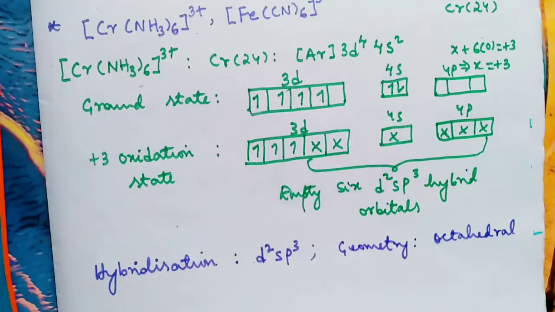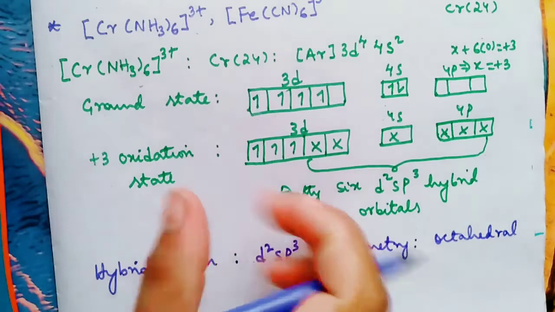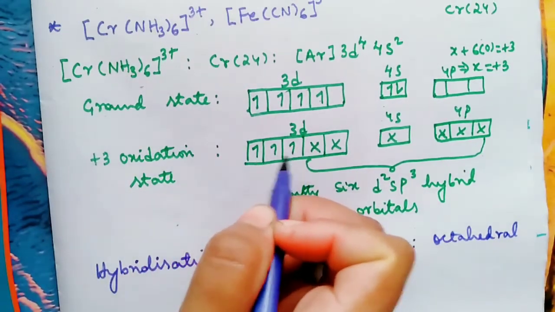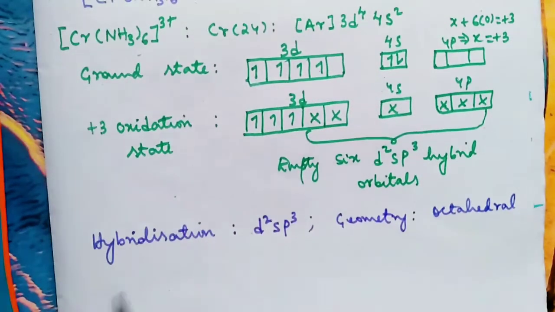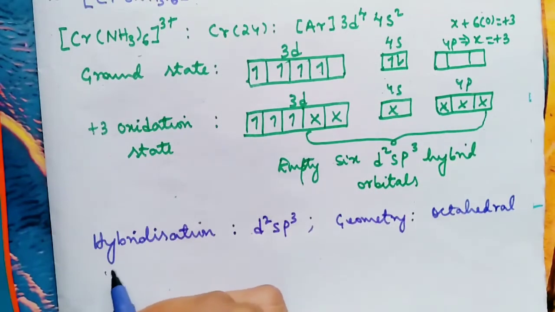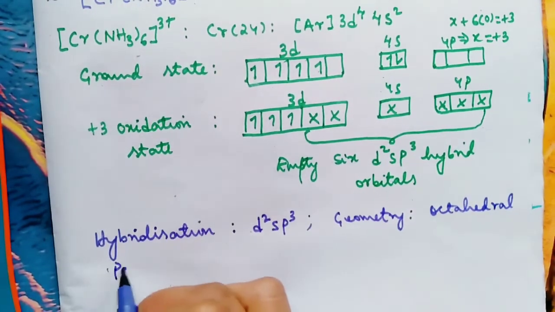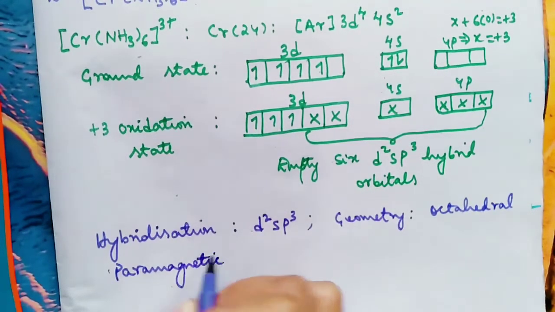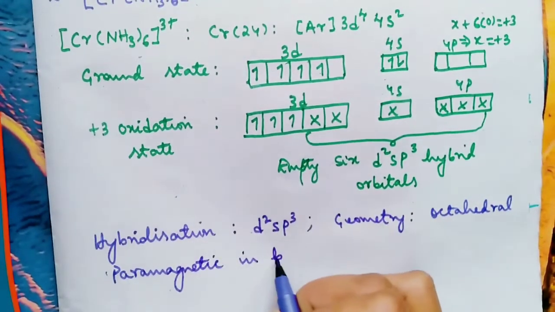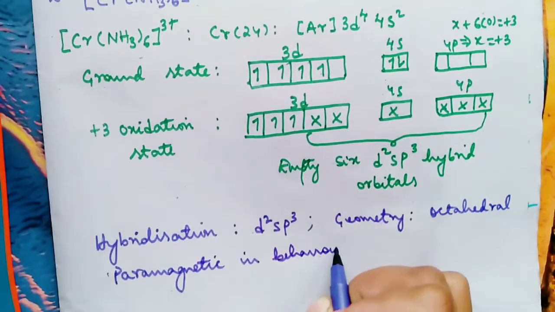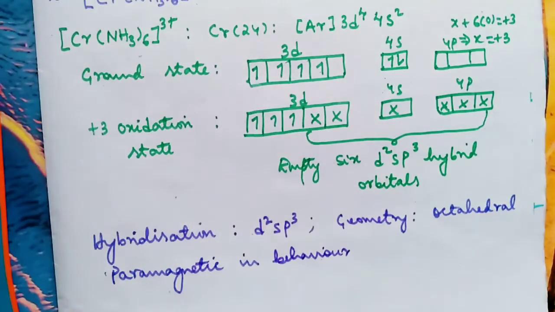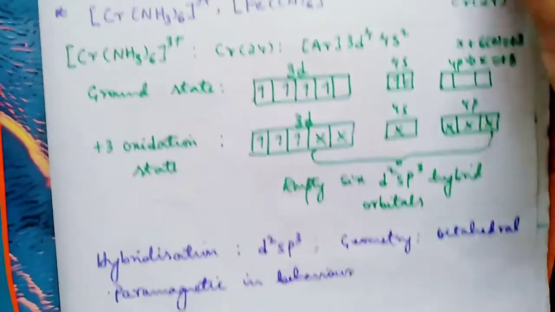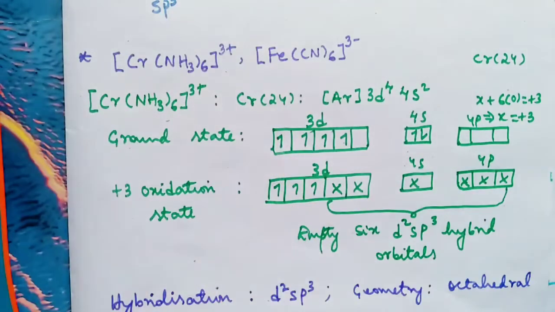And here, do we have unpaired electrons? Yes, we do have unpaired electrons. Because of that, the magnetic behavior is paramagnetic. It has 3 unpaired electrons. Okay, so in this way we find the hybridization, the geometry, and the magnetic behavior of the complex. To be more clear, let us come to the second one.